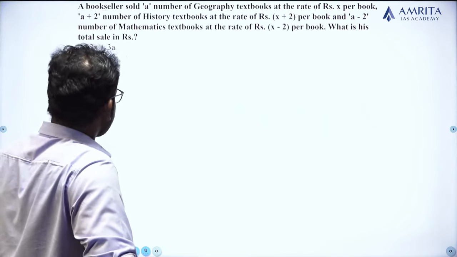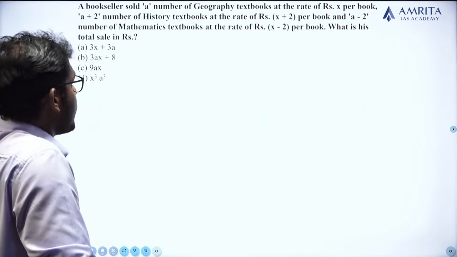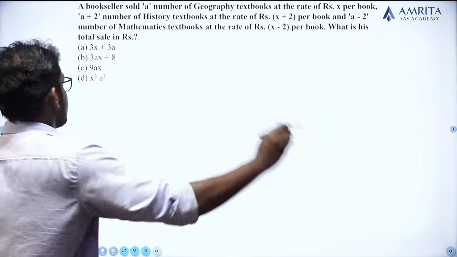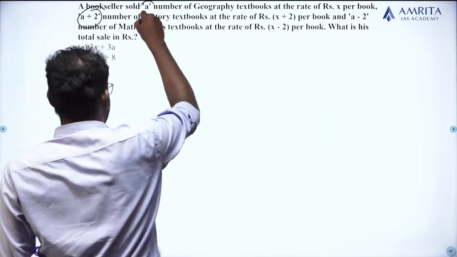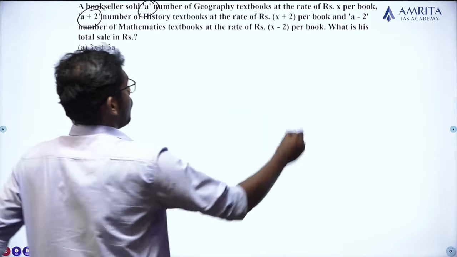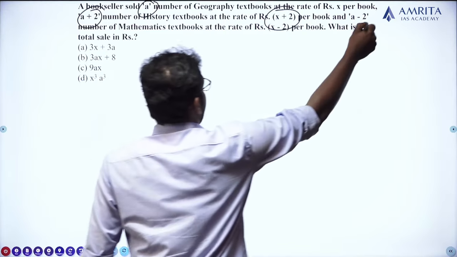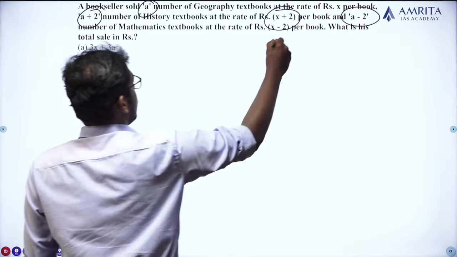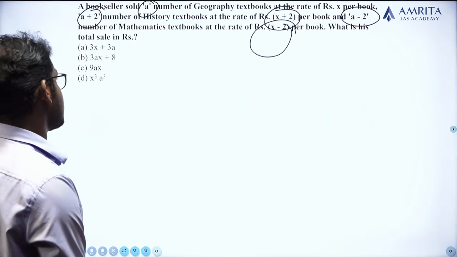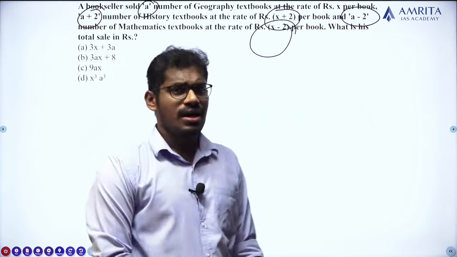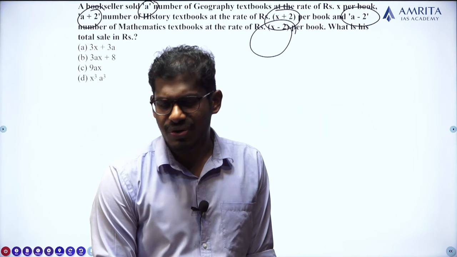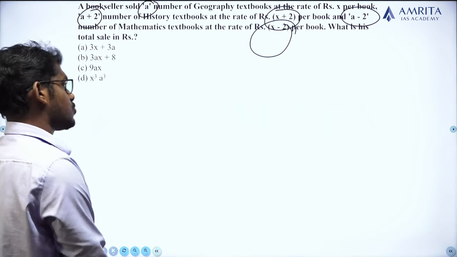A bookseller sold a number of geography textbooks at the rate of rupees x per book, a plus 2 number of history textbooks at the rate of x plus 2 per book, and a minus 2 number of mathematics textbooks at the rate of x minus 2 per book. What is his total sale in rupees? Simple question. By understanding 7th or 5th level maths, one can simply answer this question.